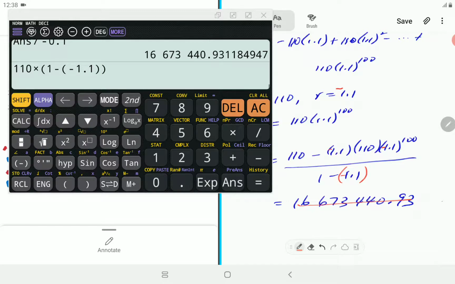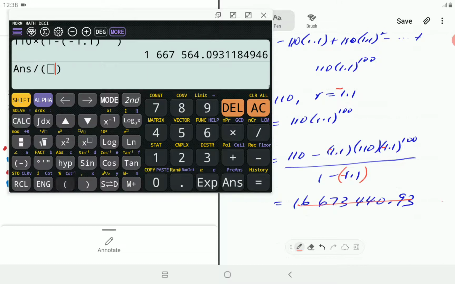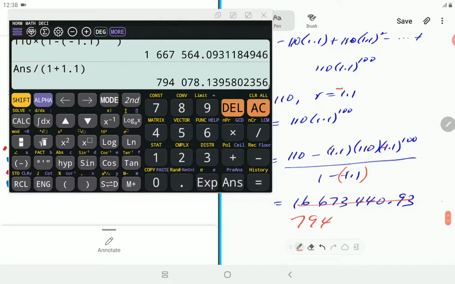Okay, so to the power of 101, and then equal, then divided by, open brackets, 1 minus negative 1.1, which is just going to be 1 plus 1.1. Okay, so our answer is going to be 794,078.14. So that's the correct answer there.